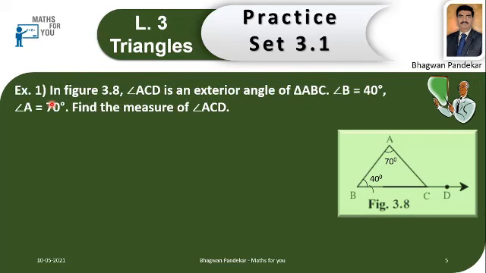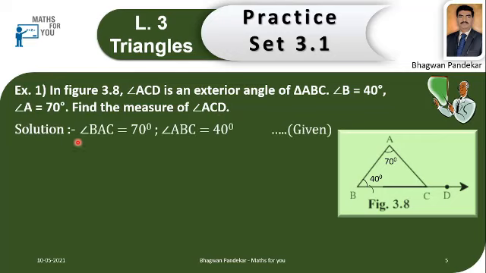Example first. In the figure 3.8, alongside angle ACD is an exterior angle of triangle ABC. Angle B is equal to 40 degrees. Angle A is equal to 70 degrees. Find the measure of angle ACD.